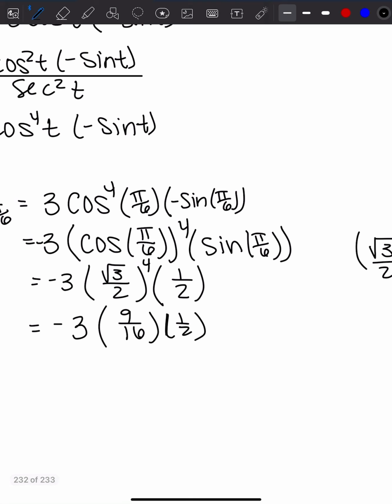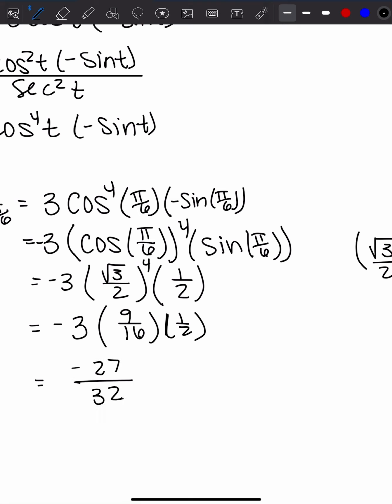Okay, so we have 3 times 9/16 times 1/2. We know it's going to be negative. We have all of our odd numbers on top, and all of our even numbers on bottom. So we have 9 times 3, which is negative 27, over 16 times 2, which is 32.